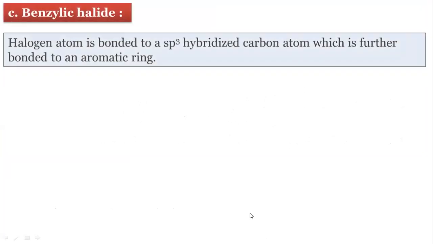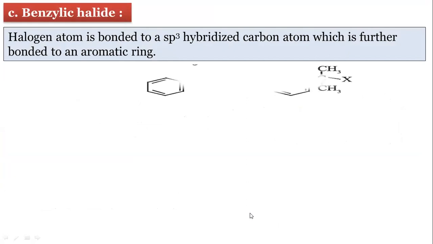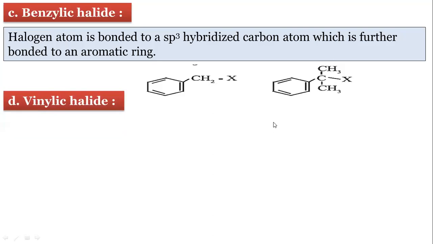Then benzylic halides: the halogen atom is bonded to the sp3 hybridized carbon atom. See, X is attached to the sp3 hybridized carbon atom, and this carbon atom is bonded to the benzene ring. If such a structure is there, it is called benzylic. In these examples also we can see this X is bonded to the sp3 hybridized carbon, and this carbon is bonded to the benzene ring. This is called benzylic halides.